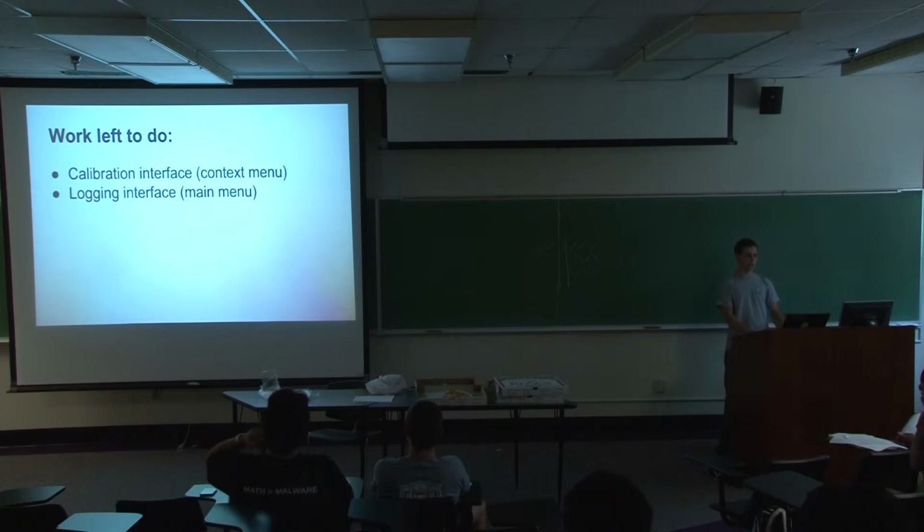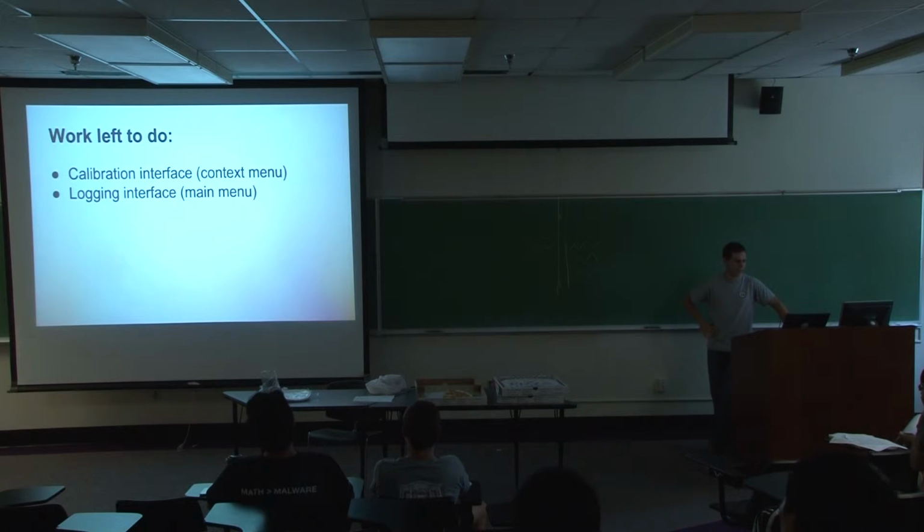Work left to do is a calibration interface. Should be pretty easy to implement. It hooks into the right click when you right-click on a control. And then a logging interface, so you can log to CSV, binary, whatever you want with your plugin. And that'll be in the main menu.